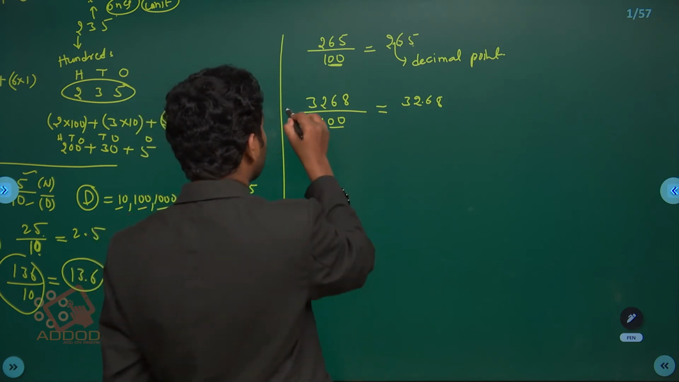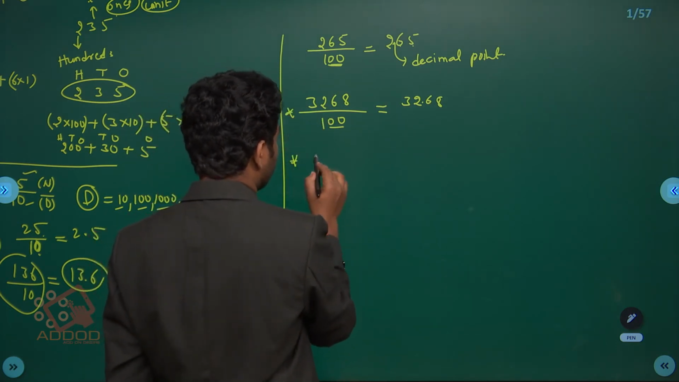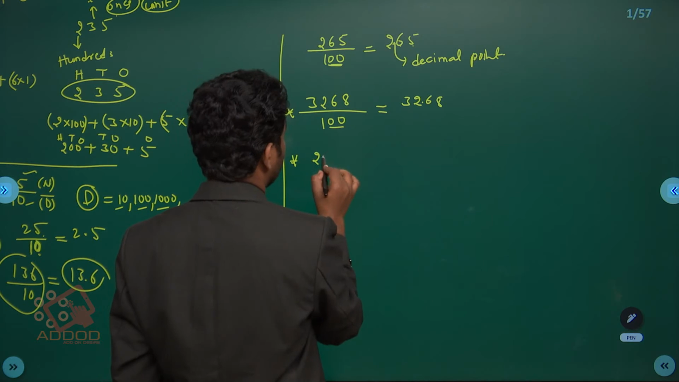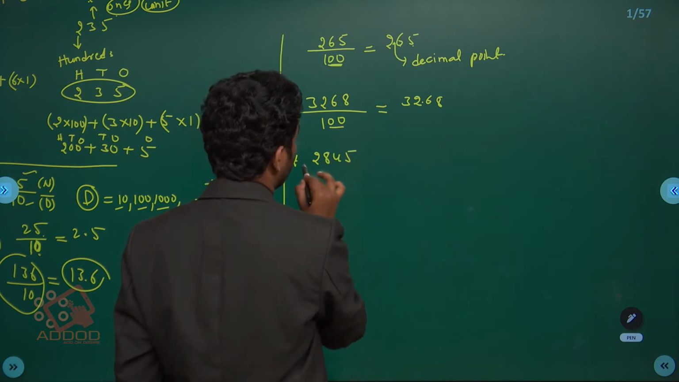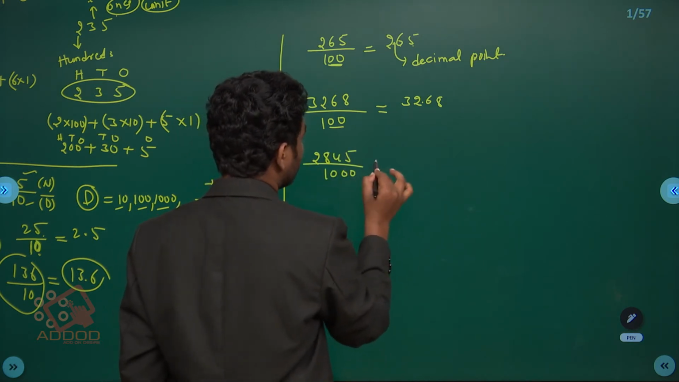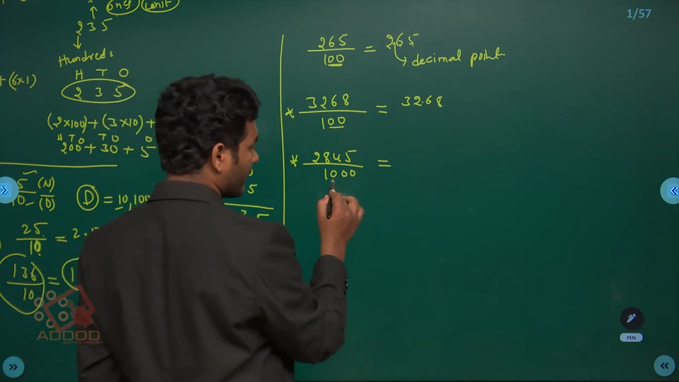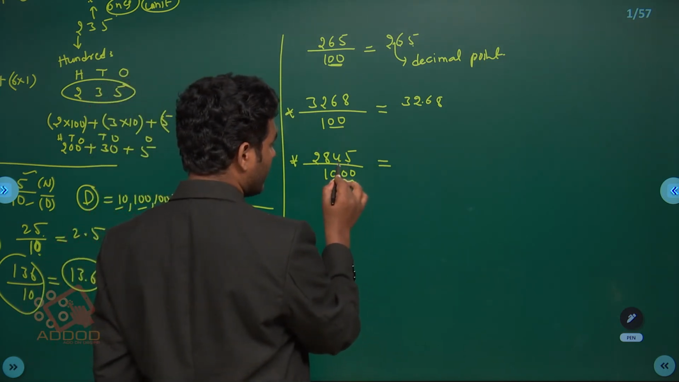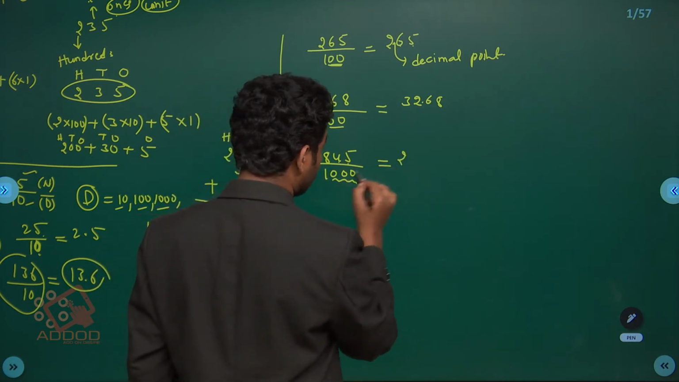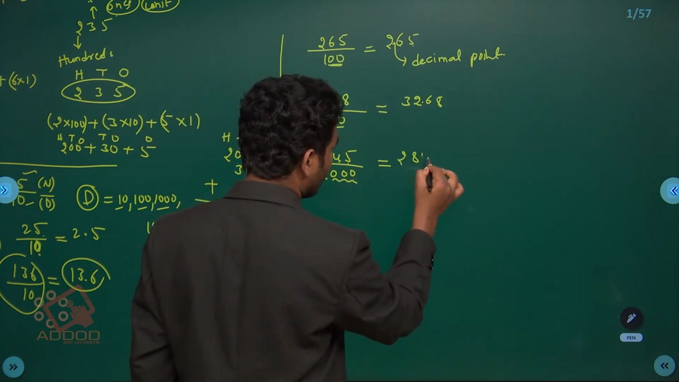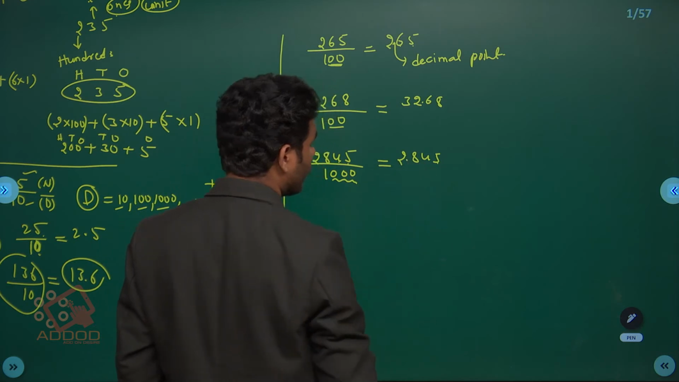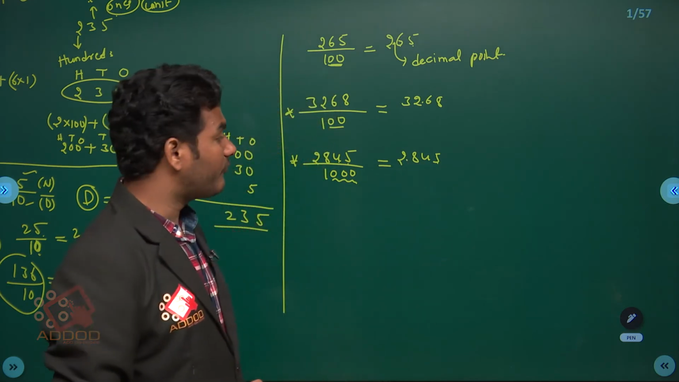For example, if you have the number 2845 by 1000. Now, how many digits before do you have to keep the point? 3 digits before. Why? Because here we have 3 zeros: 1, 2, 3. So 3 digits before you have to keep the point. So here 2.845.